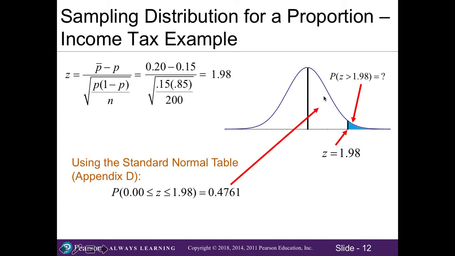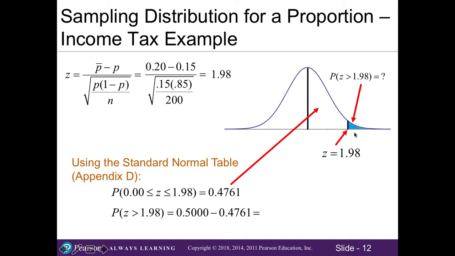Now we already learned how to read and use our appendix D in the previous chapter. If we want this shaded area here, but I know this area thanks to our appendix D, I have to apply the rule of our curve, in that I know our entire curve is worth 1, and this half of the curve is worth 0.5. If I know this half of the curve is 0.5, and I know this area is 0.4761, I'm going to subtract the probability according to my appendix from 0.5, and that will give us the shaded area here.